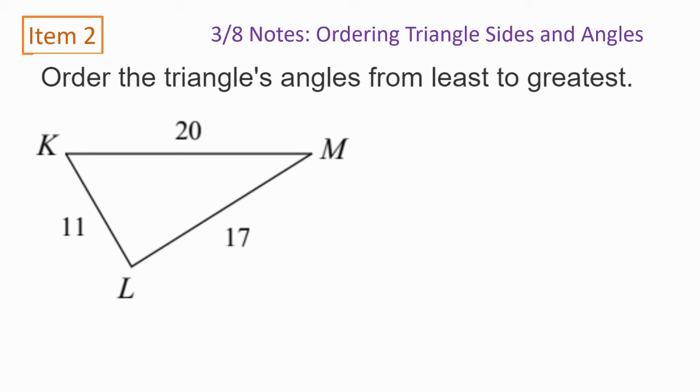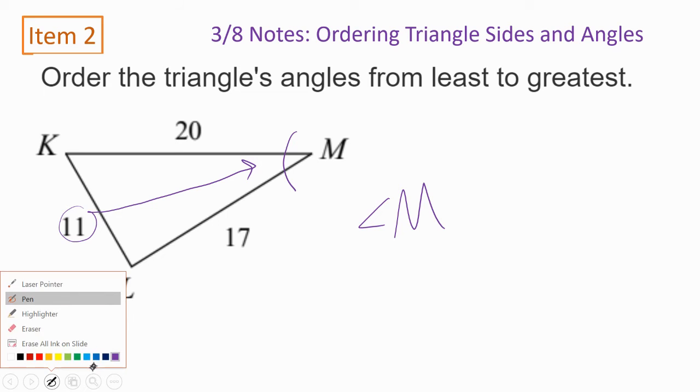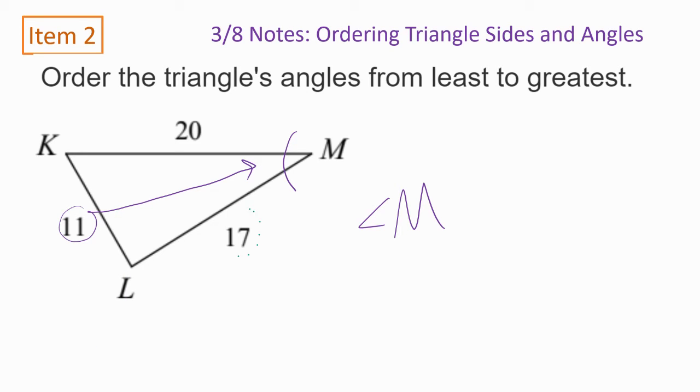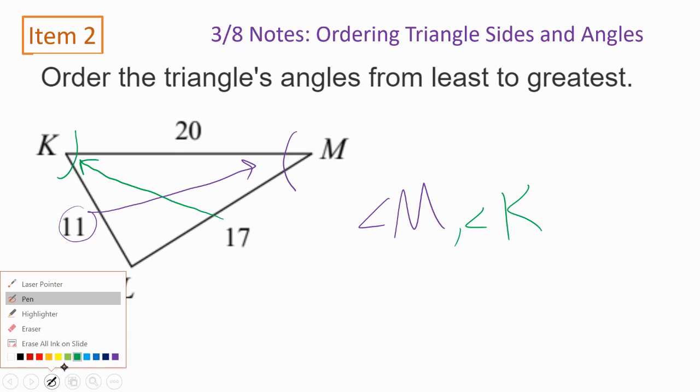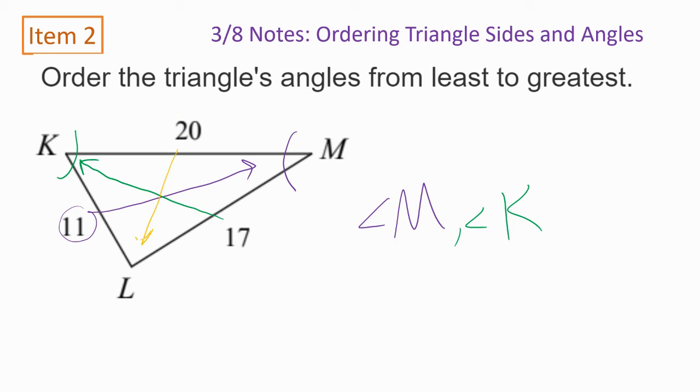All right, to order the angles from least to greatest, you're going to start with the smallest side. Since 11 is the smallest side, then we know angle M is the smallest angle. All right, now we're going to do the next one. 17 is the next smallest side, so the side opposite, angle K, is the next smallest angle. And last but not least, the 20 is the largest side, so angle L is going to be last. All right, moving right along here.